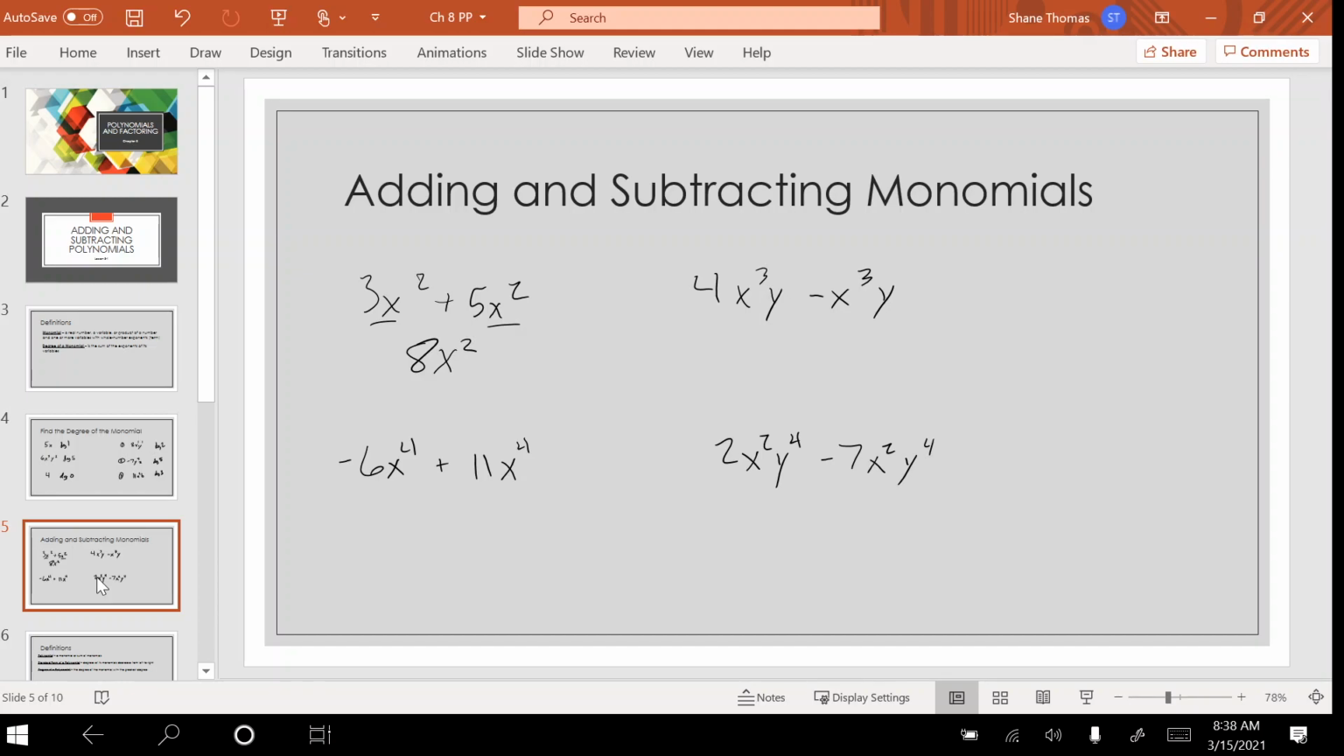Second one, this guy has 2 letters in it. Are both letters exactly the same? Yeah, x to the third and y. Now, if I had x to the third y minus x to the third y squared, could I combine them? No. If there's more than one letter, each one of the letters has to be exactly the same for it to be a like term. In this case, we're good. So what's 4 minus 1? 3. So 3x to the third y. Do the next two.